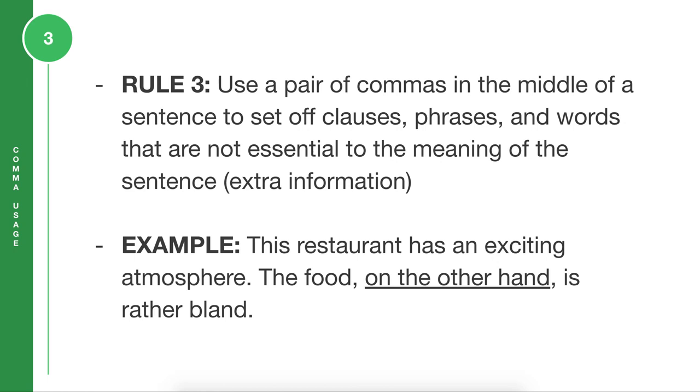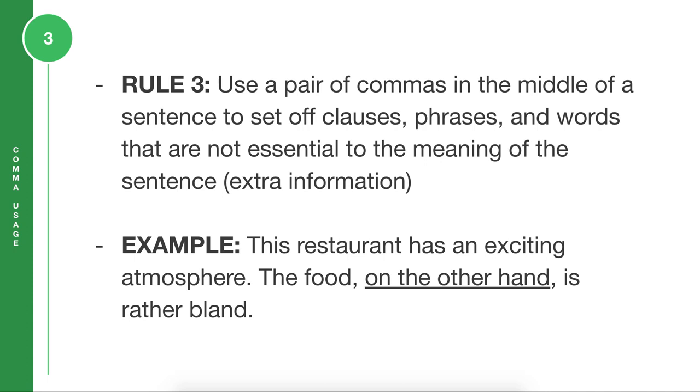So the best way to find this is typically to read our sentences out loud. When we run into extra information, usually we pronounce those a little bit differently. So the food, on the other hand, is rather bland. You can hear it that way. Now, if hearing it doesn't work for you either, what you need to do is you need to figure out what the main clause of the sentence is, and you're going to do that by identifying the verb. Now, the verb in that second sentence is, and what we are doing is we are saying the food is rather bland.